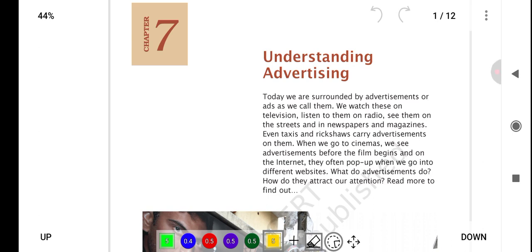So today we will be starting chapter 7 of class 7th polity NCERT. So this chapter's heading is Understanding Advertising.